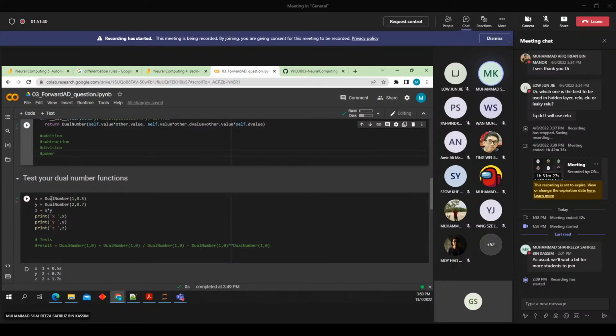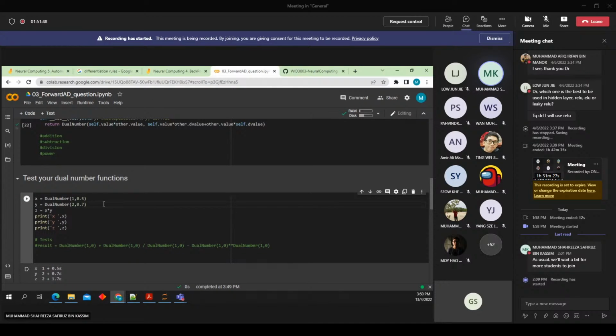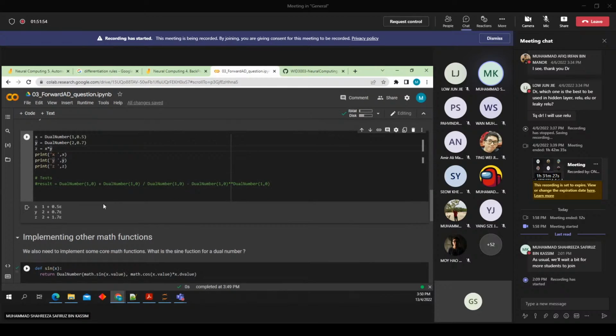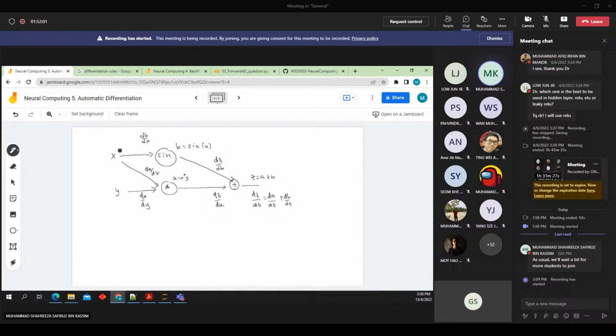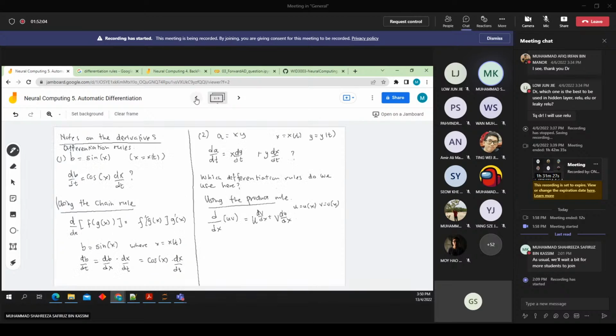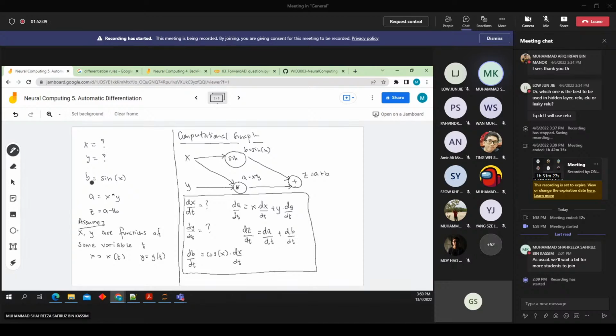So you can test your dual numbers, right? Here I've only tested for multiplications, or the product rule. There is only a test for the product rule, the multiplications. But in a sense, we want to test for the one that we did in the slides. This guy, right? We want to test for this. x is equal to y, b equals sine of x, a equals x times y, z equals a plus b, and you want to find the derivatives, right?